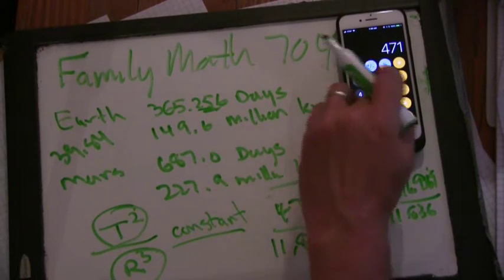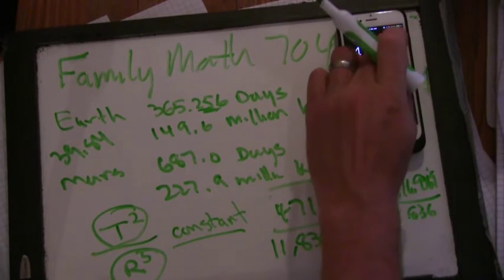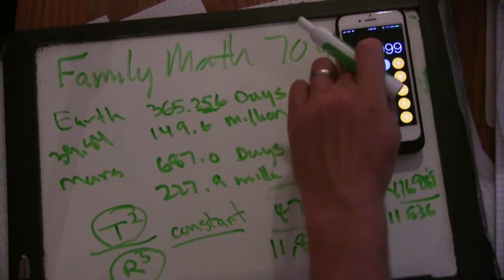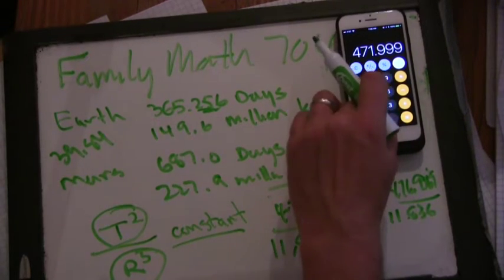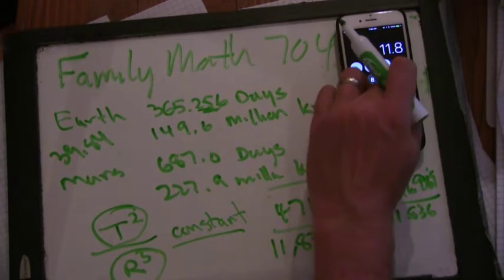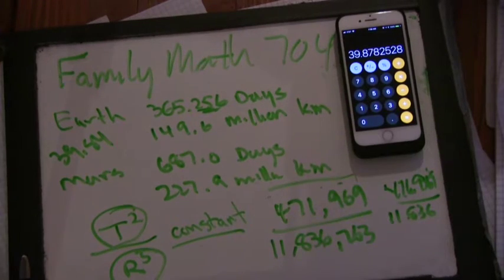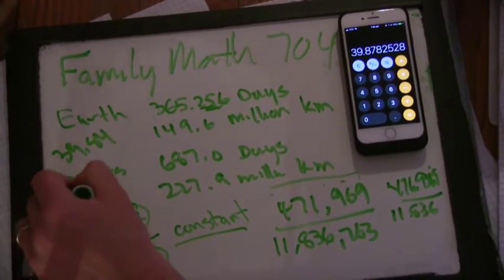So 471.969, oops, I did 999, doesn't matter. Divided by 11.836, close enough. Then I get 39.887. So it's pretty close.